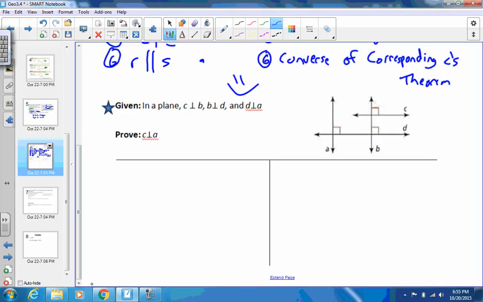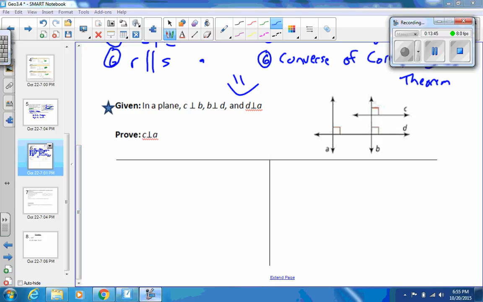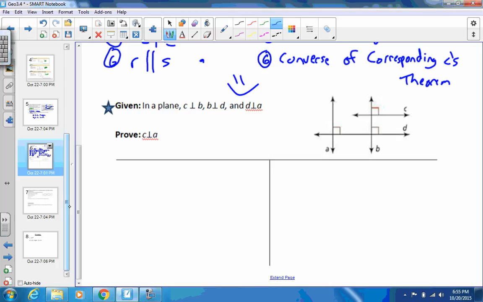Now, there is one more theorem here. Let's see, what time are we at? 13 minutes. Let's do this one and then we'll be done. So it says in a plane, line C is perpendicular to line B. Line B is perpendicular to line D. And line D is perpendicular to line A. That's all given to us. It's also labeled here. We got all these right angles labeled. We're trying to then prove that line C and line A are perpendicular.